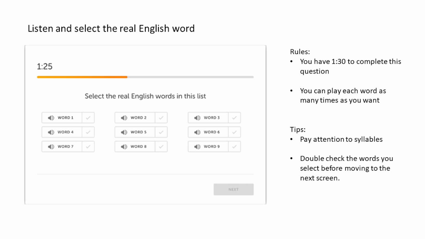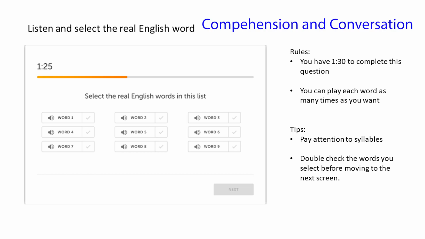The Listen and Select the Real English Words section tests your comprehension and conversation. For this question type, you have 1 minute and 30 seconds to complete the question. Now, you can play each word as many times as you want, but remember, you have to finish before the 1 minute and 30 second timer ends. I really think this question type is very difficult. It's my least favorite question type on the entire Duolingo English test.